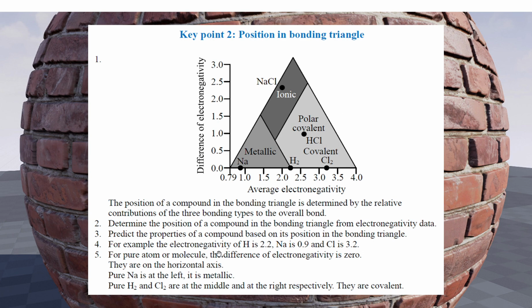For example, the electronegativity of H is 2.2, Na is 0.9, and Cl is 3.2. For pure atoms or molecules, the difference of electronegativity is 0. So the vertical position is 0, so it's on the horizontal axis. So sodium is here, hydrogen is here, chlorine gas is here. You can see Na is metallic, H2 and Cl2 are covalent.